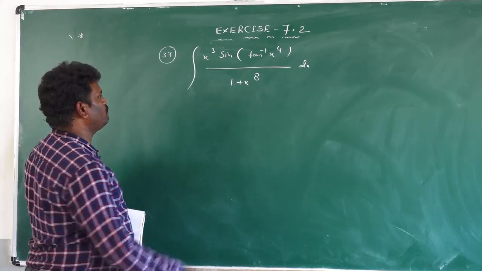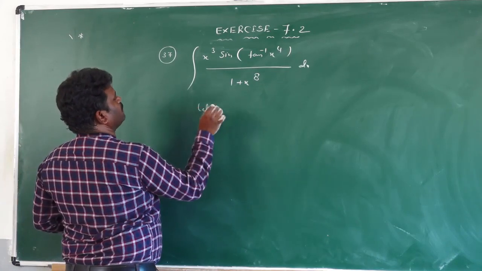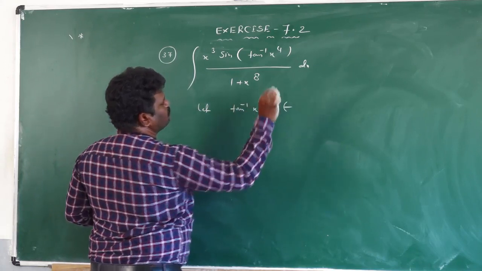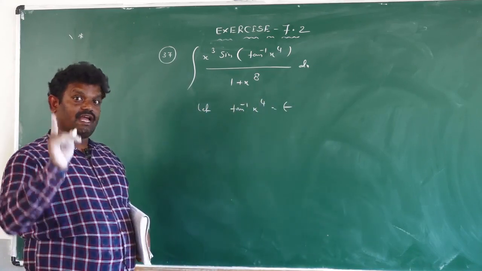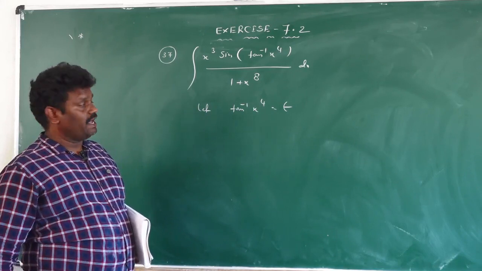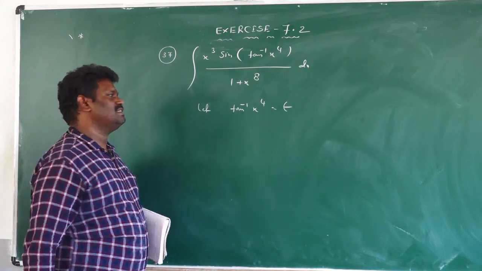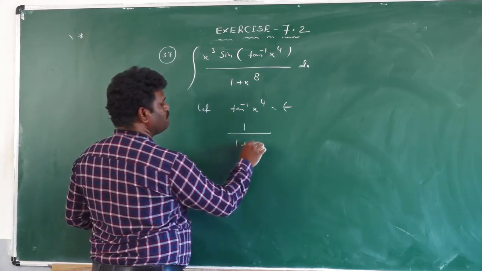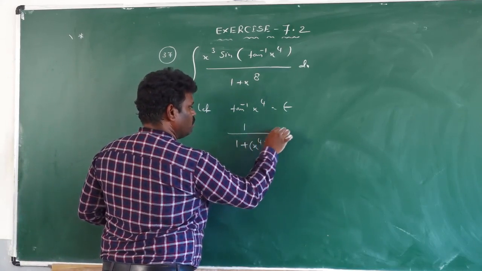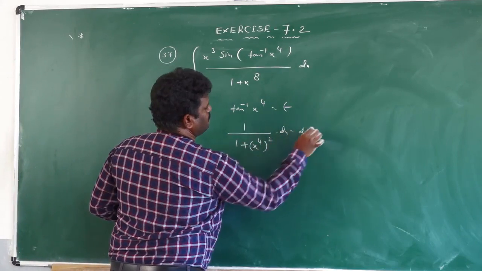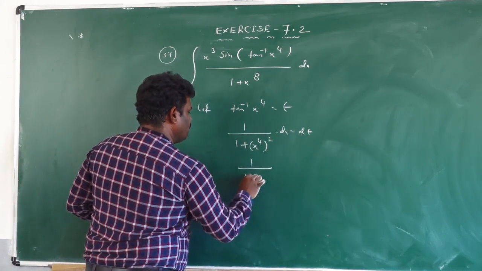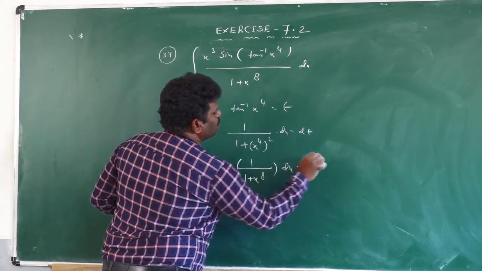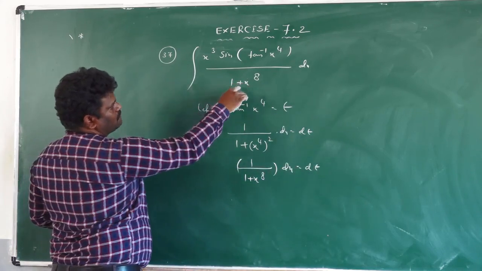Now, the substitution. What did we do here? For example, take tan inverse x power 4 equal to t. What is the derivative of tan inverse x? d by dx of tan inverse x is 1 by 1 plus x square. Now 1 by 1 plus x square means x power 4 whole square, into dx is equal to dt, meaning 1 by 1 plus x power 8 into dx is equal to dt. Okay? So this term is eliminated.